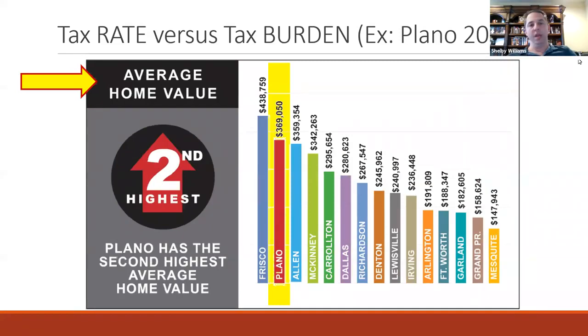However, as this slide shows, we also had the second highest property value. So a low rate is good if everything else is equal, but when you have the second highest property value, if the tax rate were the same as everybody else or on the higher end of the spectrum, then the actual tax burden, how much cash you fork over to the tax man every year, that would be commensurately higher.